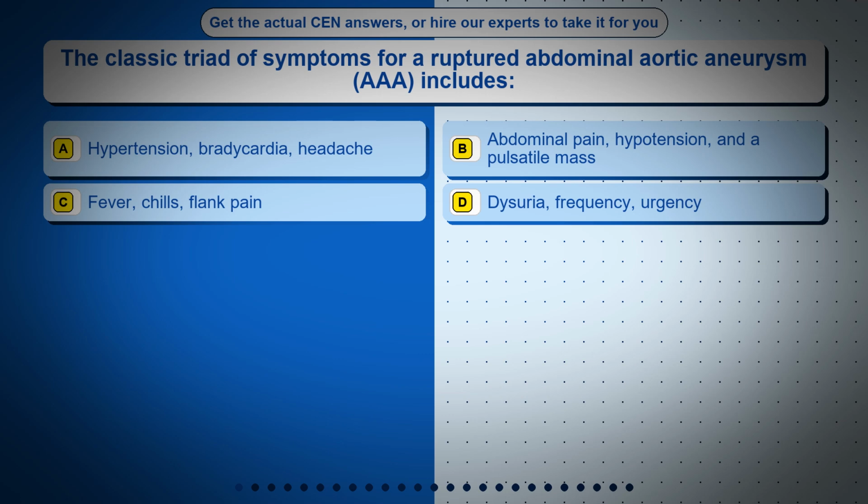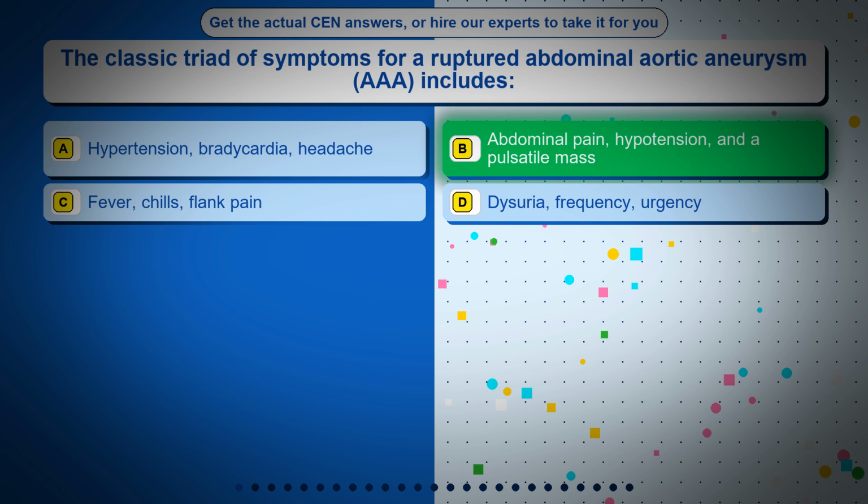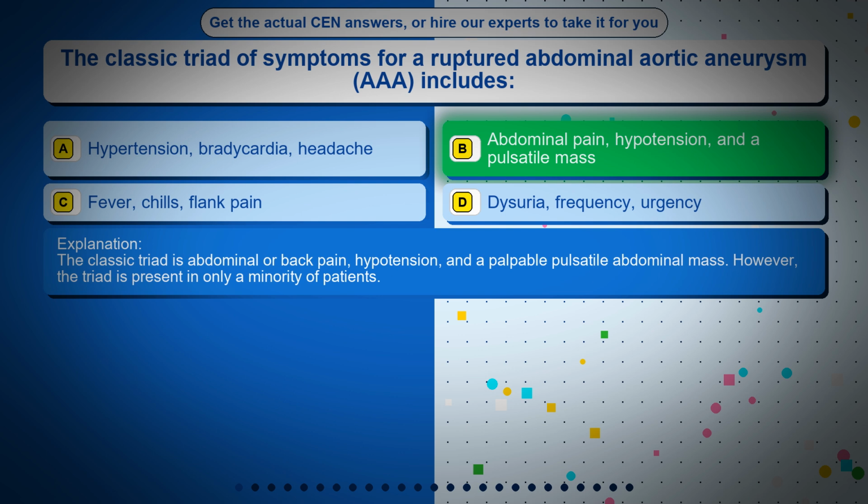Question 1. The classic triad of symptoms for a ruptured abdominal aortic aneurysm, AAA, includes Option A, hypertension, bradycardia, headache. Option B, abdominal pain, hypotension, and a pulsatile mass. Option C, fever, chills, flank pain. Option D, dysuria, frequency, urgency. The correct answer is option B, abdominal pain, hypotension, and a pulsatile mass. The classic triad is abdominal or back pain, hypotension, and a palpable pulsatile abdominal mass. However, the triad is present in only a minority of patients.